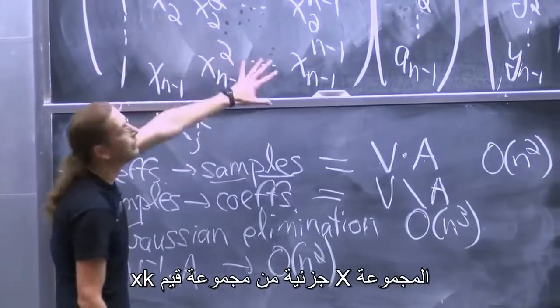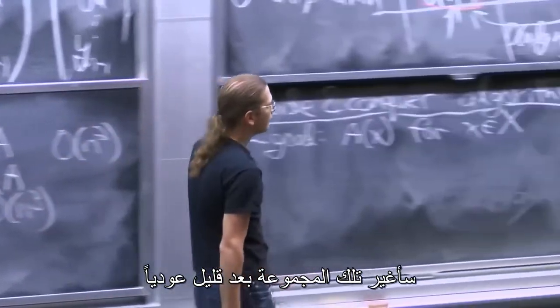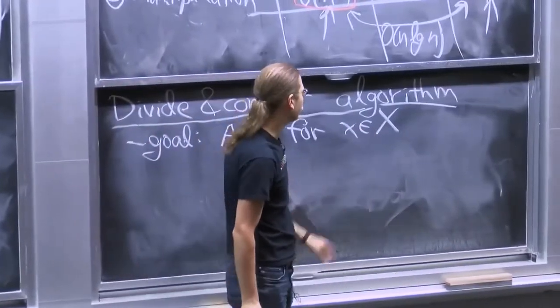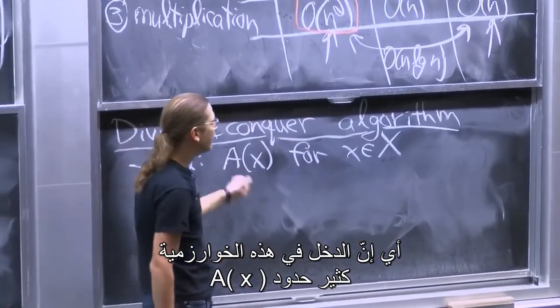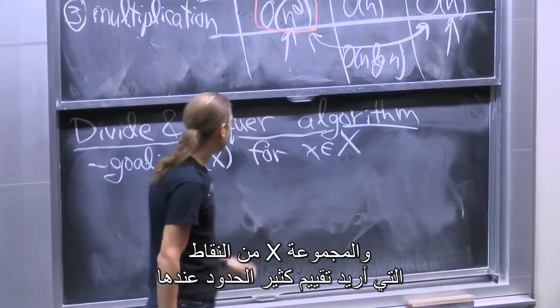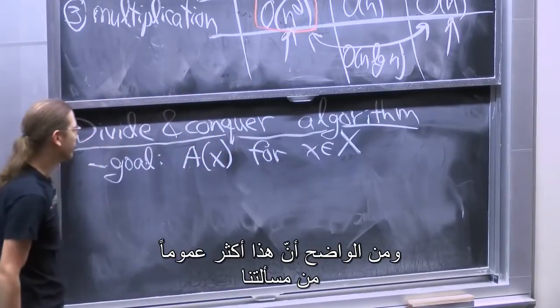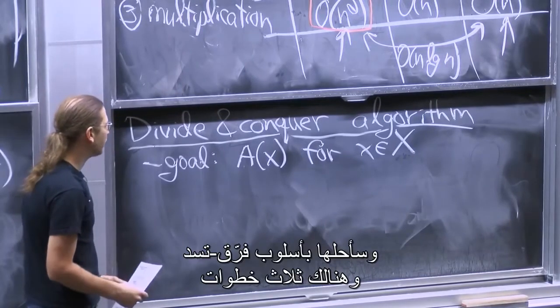The set X is just the set of the x_k's, but I'm going to change that set in a moment using recursion. The input to this algorithm is a polynomial A(x) and a set capital X of positions that I'd like to evaluate that polynomial at. This is clearly more general than the problem we're trying to solve, and I'm going to solve it with divide and conquer.